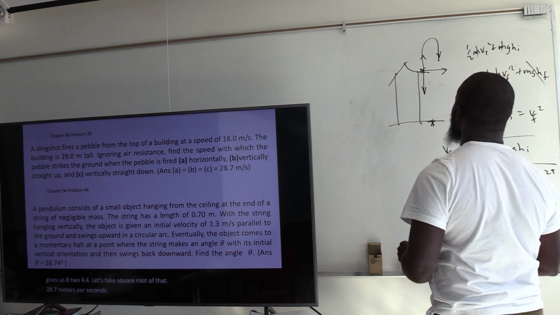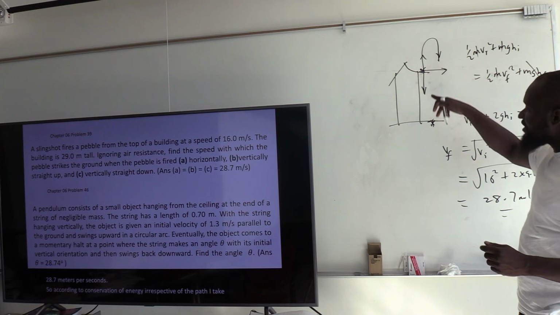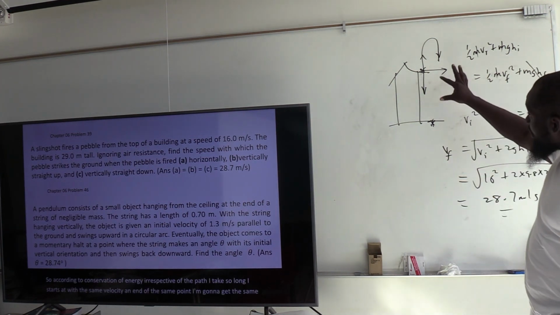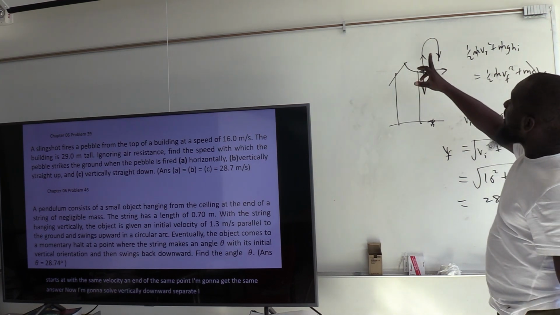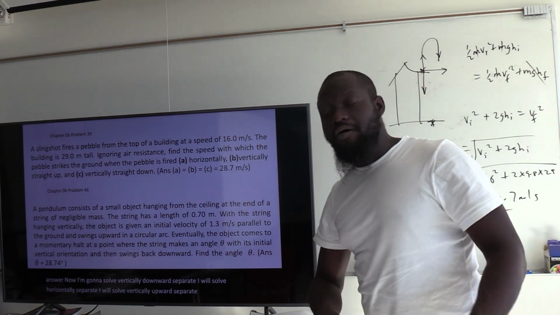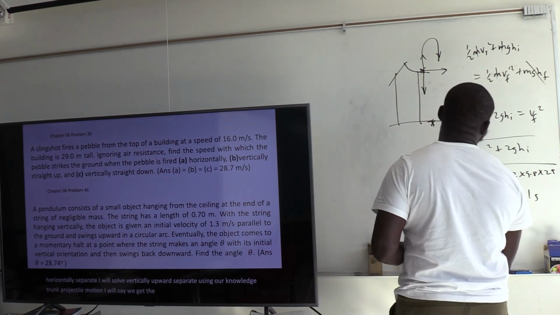So according to conservation of energy, irrespective of the path I take, so long as I start with the same velocity and end at the same point, I'm going to get the same answer. Now I'm going to solve vertically downward separately. I will solve horizontally separately. I will solve vertically upward separately using our knowledge from projectile motion. And we'll see we get the same answer too. So let's start.